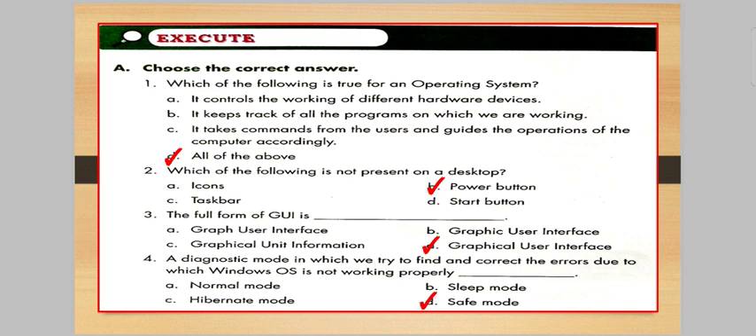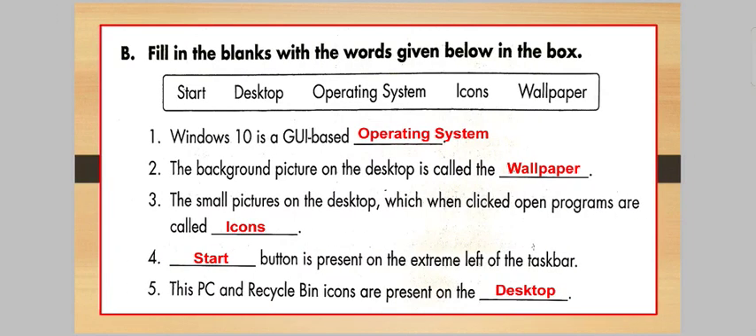Next is a diagnostic mode in which we try to find and correct the errors due to which Windows is not working properly. The options are normal mode, sleep mode, hibernate mode, and safe mode. So safe mode is the correct answer, option number D. So these are the tick marks from this chapter. Now fill in the blanks.